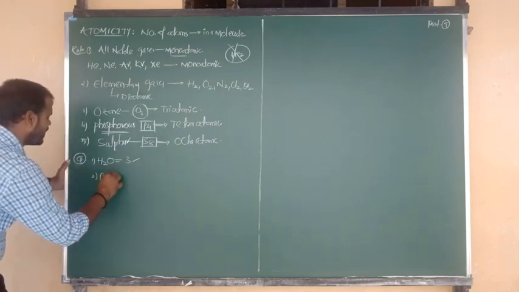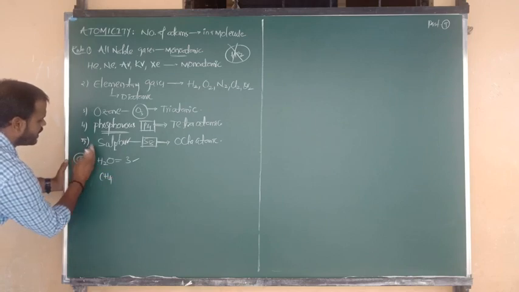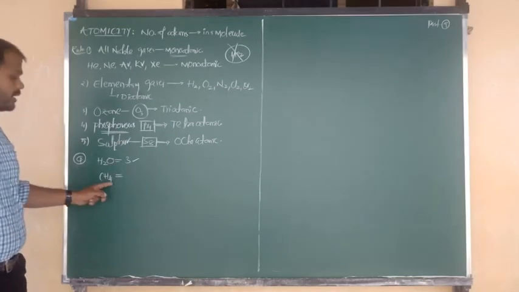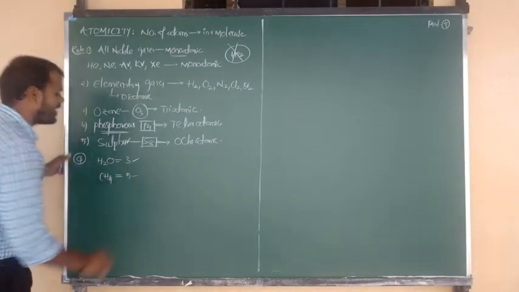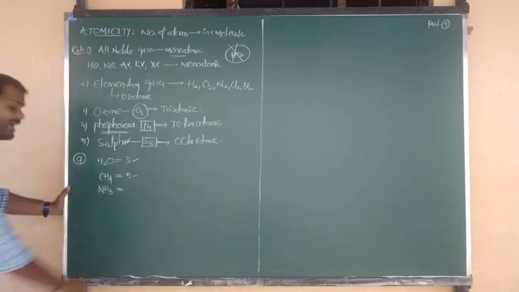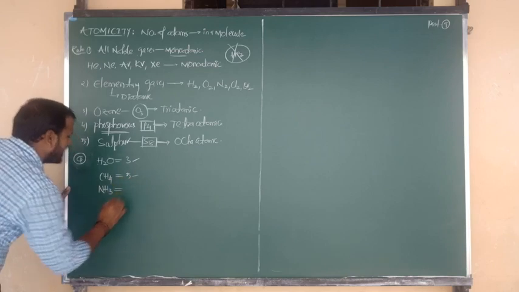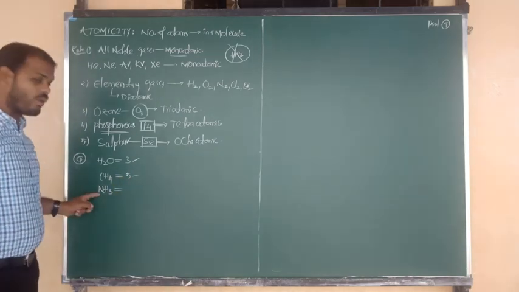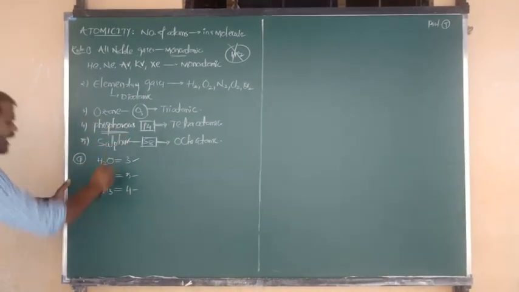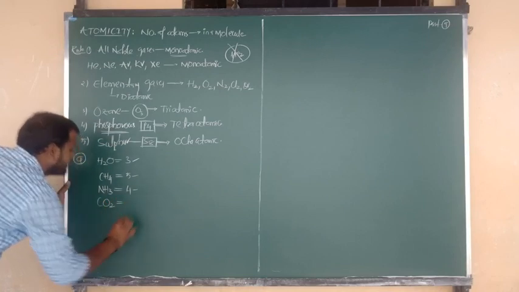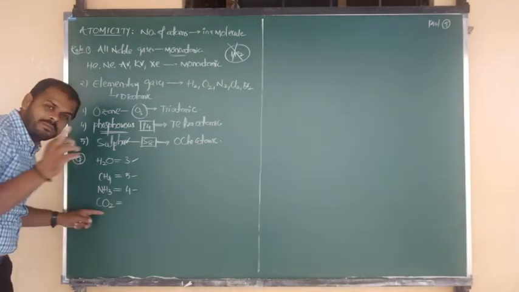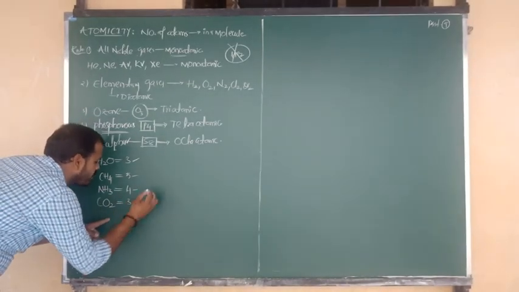Next is the methane molecule. Methane formula is CH4. In methane, 1 carbon and 4 hydrogens, total atomicity is 5. Next, ammonia. The formula of ammonia is NH3: 1 nitrogen atom, 3 hydrogens, total atoms are 4. Next molecule is carbon dioxide, CO2. 1 carbon and 2 oxygens, total number of atoms in the CO2 molecule is 3.